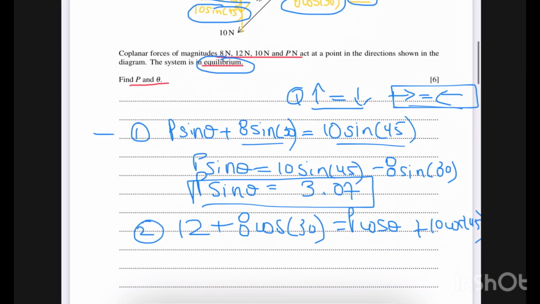And again we can take like terms on both sides. So this 10 cos 45 we will take to the other side. P cos theta is equal to 11.587.